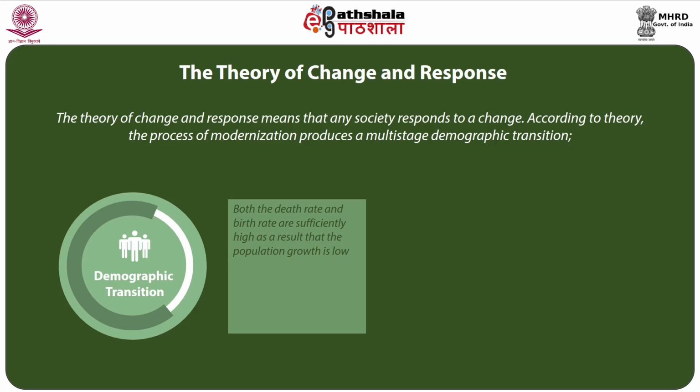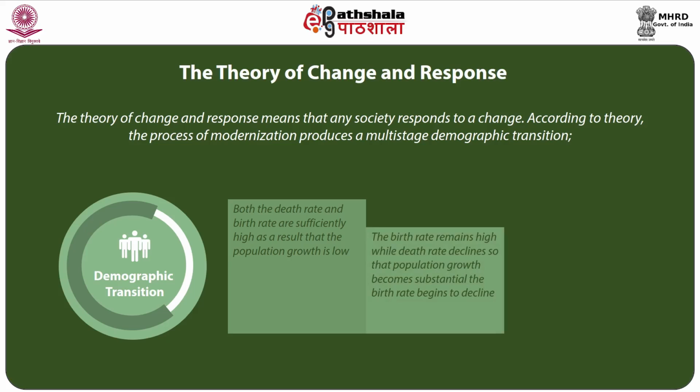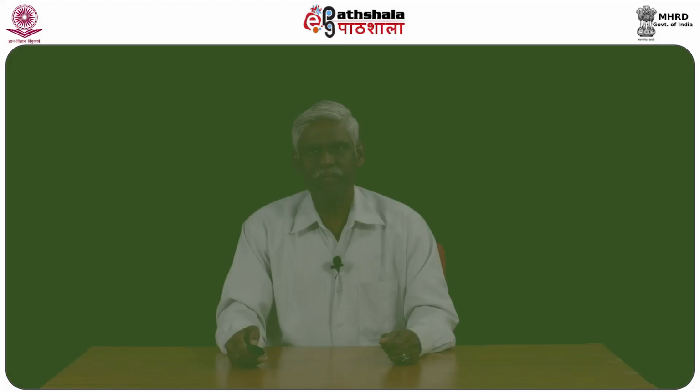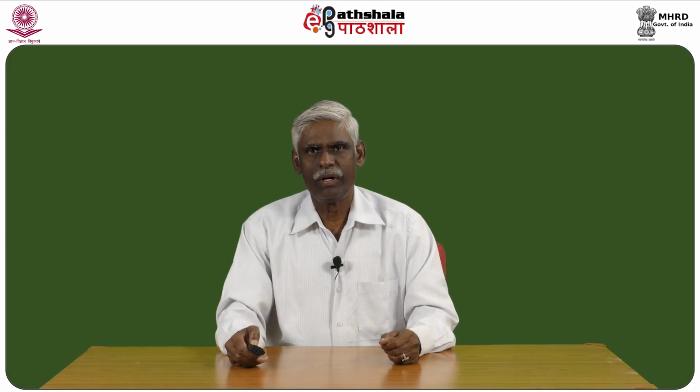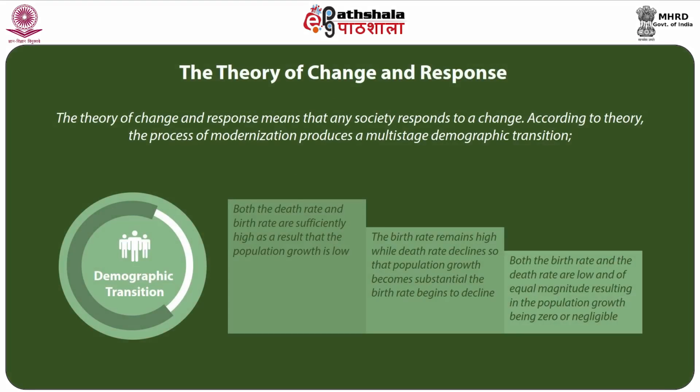In the first stage, both the death rate and birth rate are sufficiently high, as a result of which population growth is low. This is followed by the birth rate remaining high while the death rate declines, so that population growth becomes substantial. The birth rate begins to decline even as the death rate continues to fall, and population growth begins to stabilize. Finally, both the birth rate and the death rate are low and of equal magnitude, resulting in population growth that is zero or negligible.